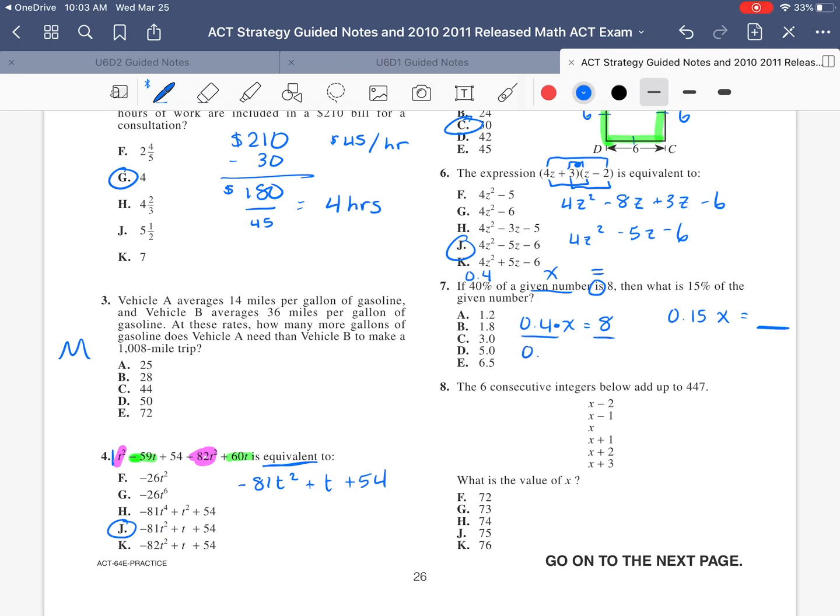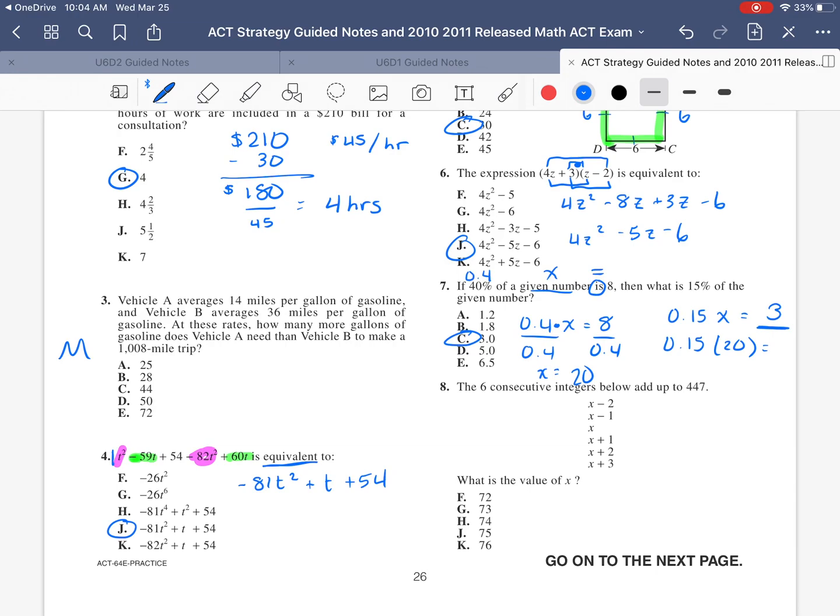So in order to solve this, this is being multiplied. We're going to divide by 0.4, which gives us an x value of 8 divided by 0.4, 20. Here we're going to do 0.15 times 20, which gives us 3.